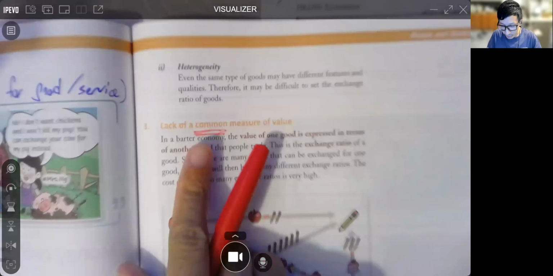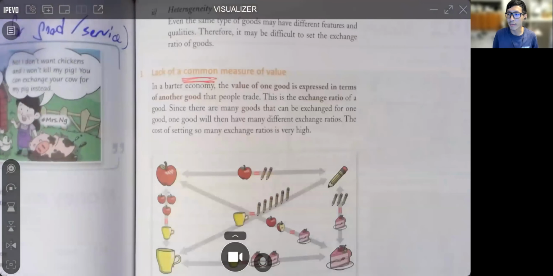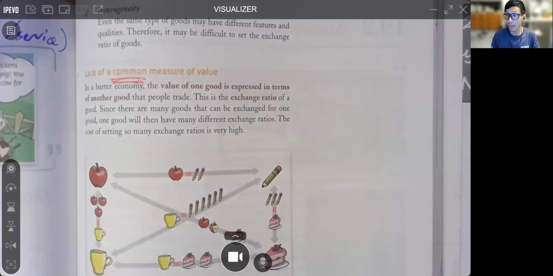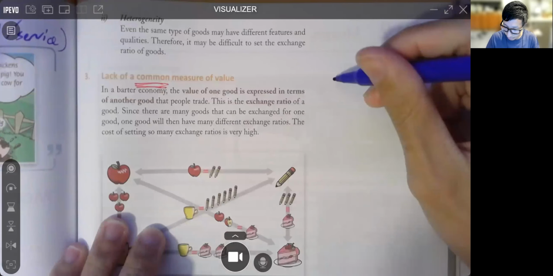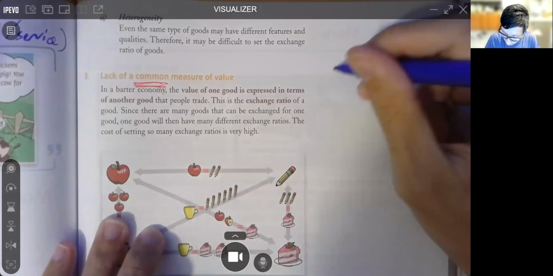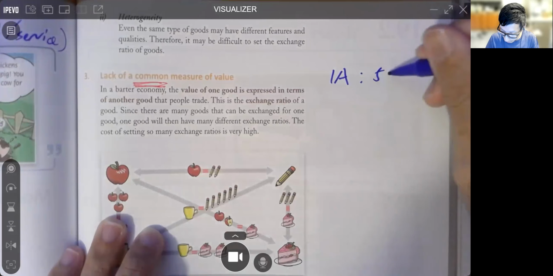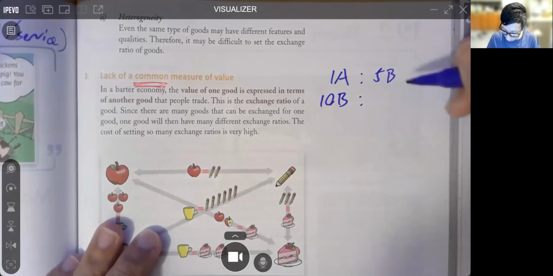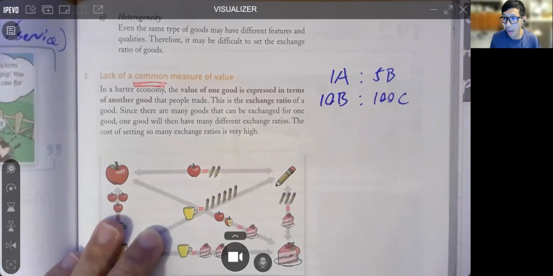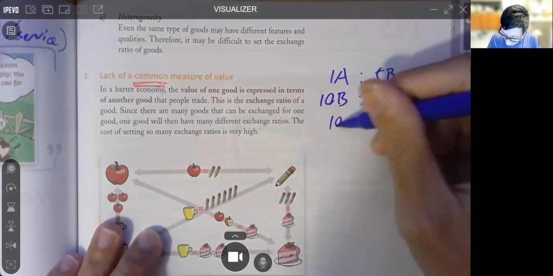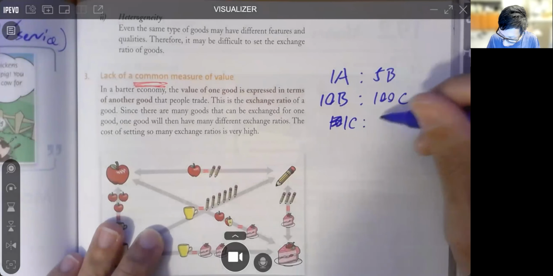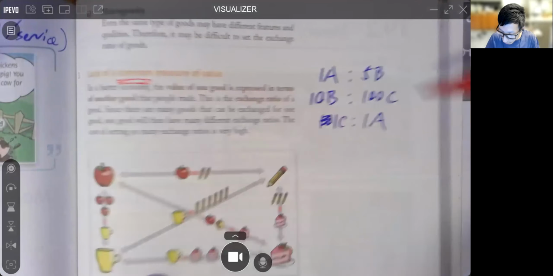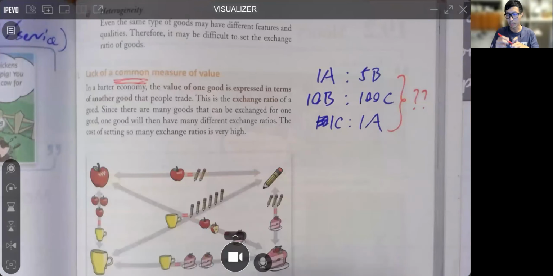好嗎? 第三樣嘢啊, there's a lack of common measure of value. 好容易中招啫,我亂咁寫啲數啊,我肯定會寫錯, which is the point. The point is to make it wrong. Let's say, for example, now there are several goods. One good A can exchange for five good B. Okay? Then, ten good B can exchange for 100 good C. Then somehow, when I meet you, you say, ah, yes, one good C can exchange for one good A. Okay? Now, boys, if you're good at mathematics, I am sure this sum of the ratio must be wrong.